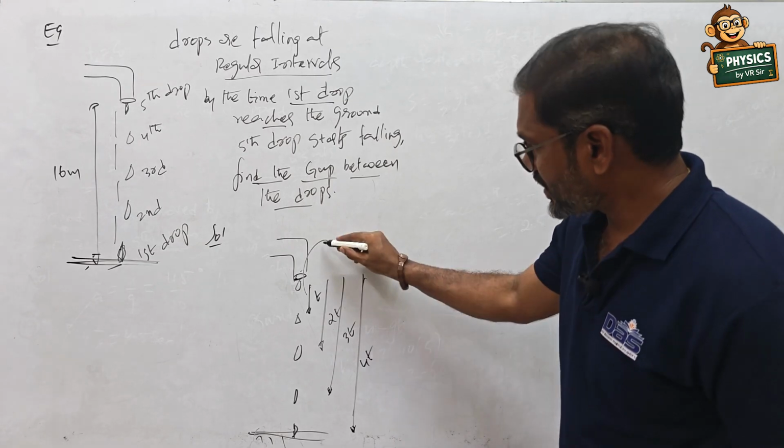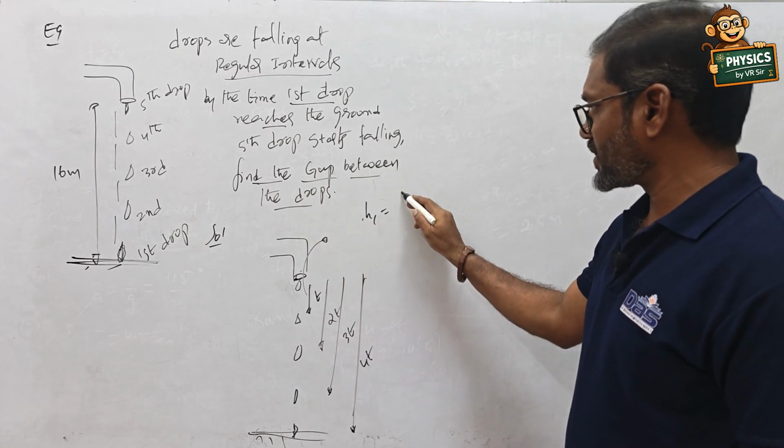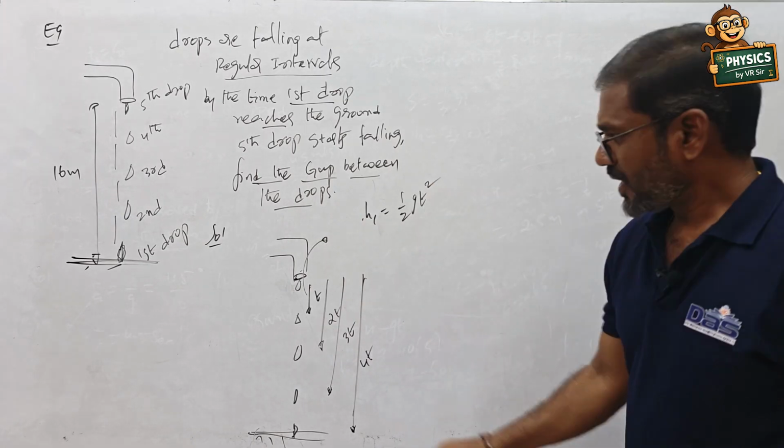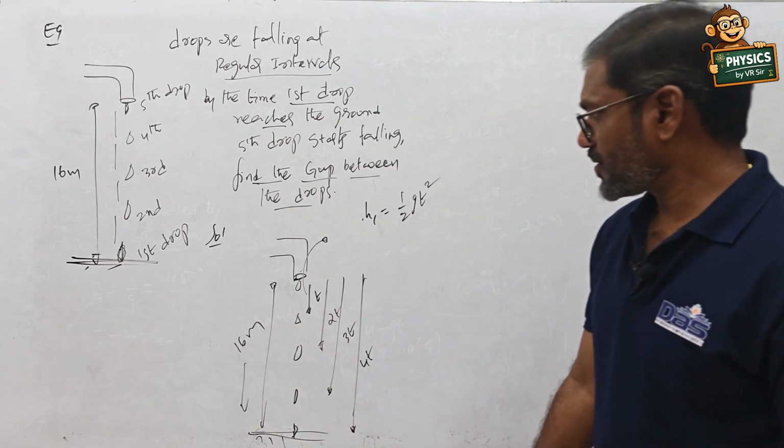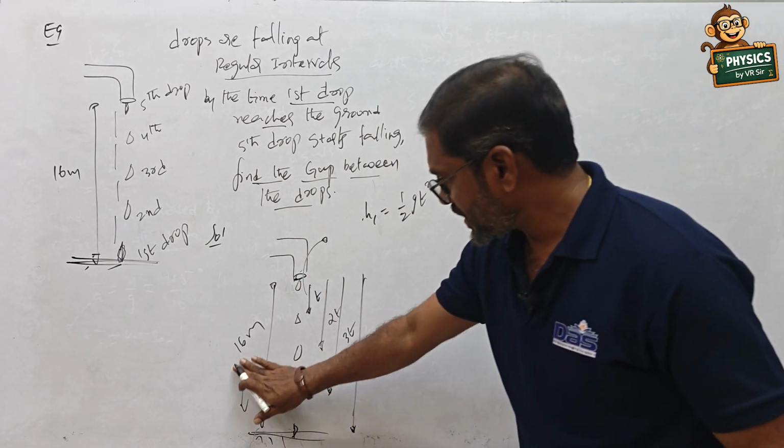Now I want to write this. The depth fallen h1 is equivalent to half g t square. And this total is given already. How much is this total? 16 meters. Okay, I hope it's clear too. The total is 16 meters.